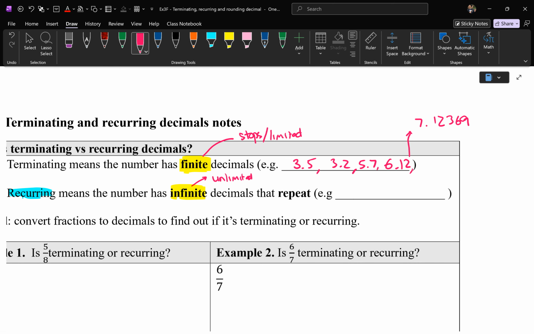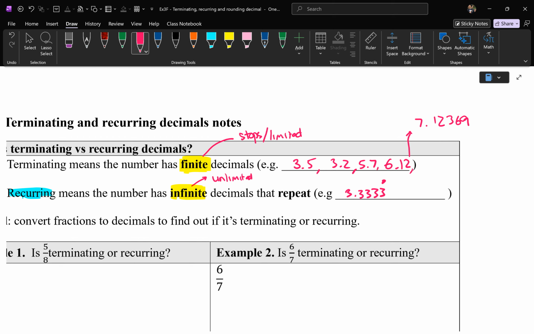Good. So Fraser's got it. He said 3.3333. Now, I don't want to sit here and write 3 infinitely. How do we show that it is recurring on just the 3? Good. We can do a dot. And what's the other way as well? You can do a dash or a line.